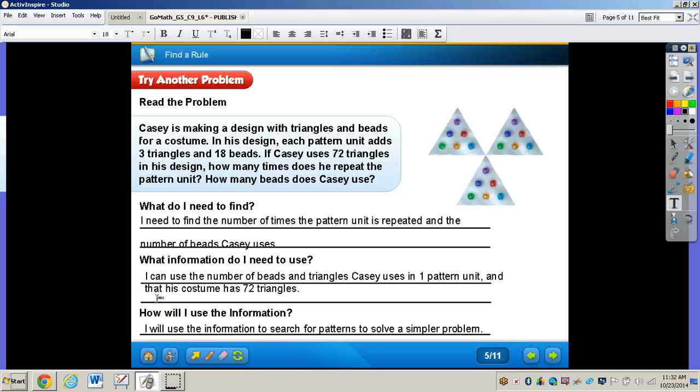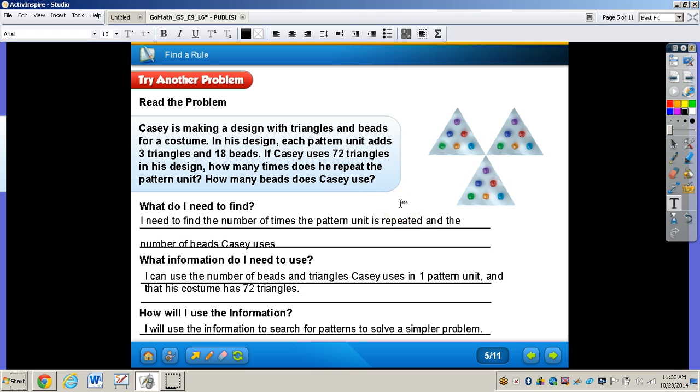Okay, so let's take a look at what we need to find, and I do want you to write this down on page 392. So first of all, what do you need to find? Easily you can see you need to find the number of times the pattern unit is repeated and the number of beads Casey uses. Okay, how do you know that? Because you can see right here in the questions that they're asking you.